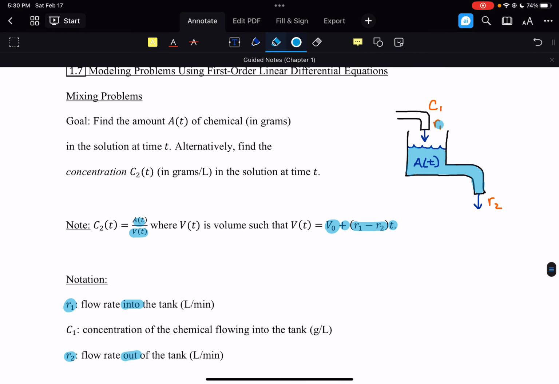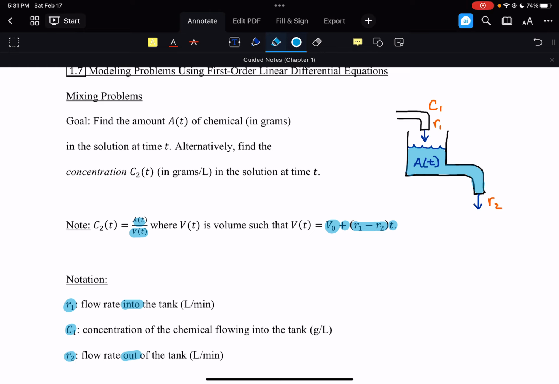So you can see on my diagram here, R1 is coming in, R2 is going out. So the volume is determined by however much there was to begin with, and then you take the amount coming in minus the amount coming out times t, so per unit time. C1 is the concentration of the chemical flowing into the tank. C2, again, is the concentration within the total solution down in here. So these are the kinds of problems that we're going to be looking at in this section.